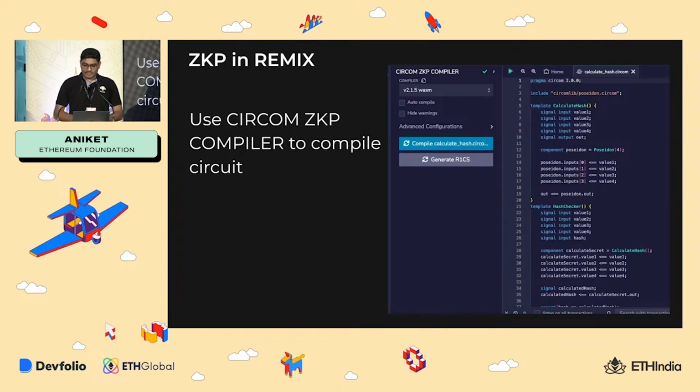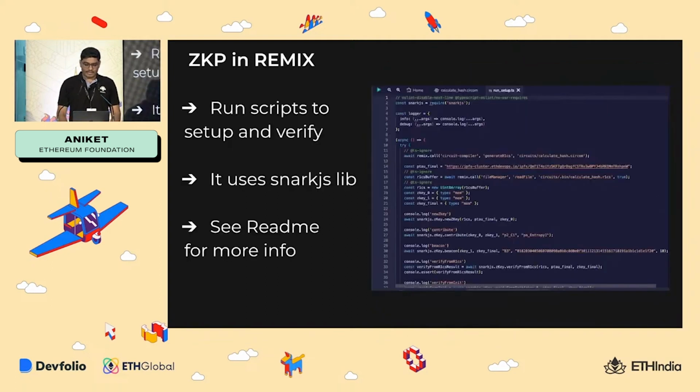To compile these circuits, you will need this GKP compiler. You can activate it from the plugin manager, or whenever you create a new Circom GKP template, it will be activated automatically. So you can just compile that contract, and then there will be related artifacts in your workspace. You can then run those scripts for setting up this zero knowledge proof process.